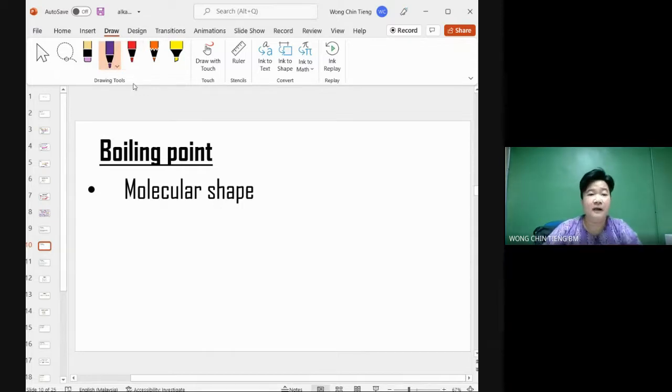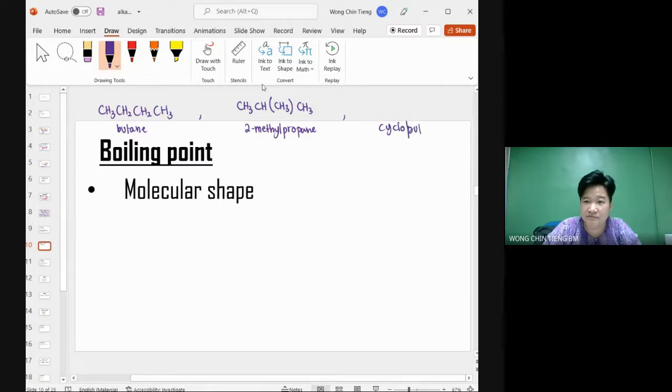Contoh saya bagi contoh yang senang sahaja. Saya semua adalah CH3, CH2, CH2, CH3. Okay, first one. Second one, I have my butane. Second one, I have my 2-methyl propane. CH3, CH, CH3. 2 methyl propane. And then I have my cyclobutane. Ni soalan. Okay. Sama. I want to arrange increasing boiling point. Boleh? Okay.